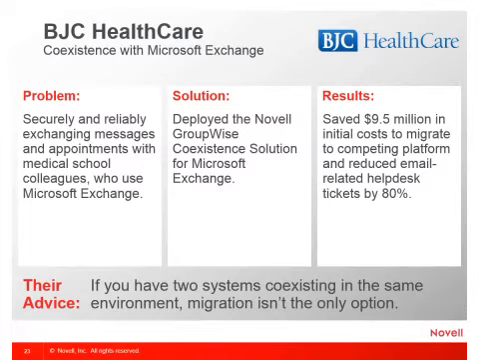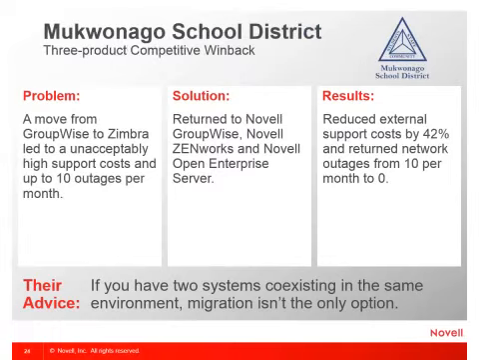And then the last one that we have here is a school district. I won't try and pronounce that and make a fool out of myself, but that was a 3-product competitive win back. This was a customer who migrated away from Novell products and then came back to all 3 of those, based on the downtime that they experienced with that competing system and the additional costs that they were incurring.